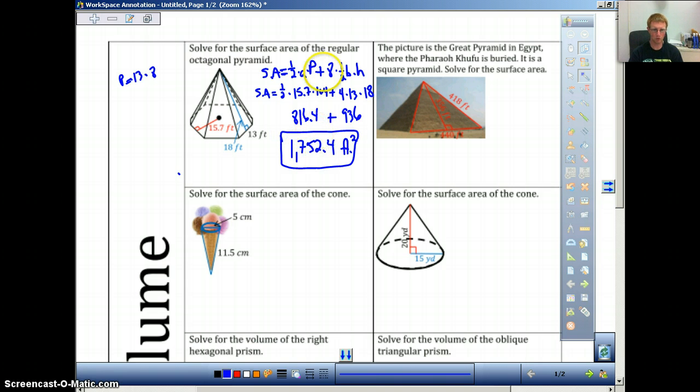Okay? So what I want you to do is do this one on your own. Same idea. A pyramid has 4 sides and it's a square pyramid. So try that one on your own, and then hit play when you're ready.